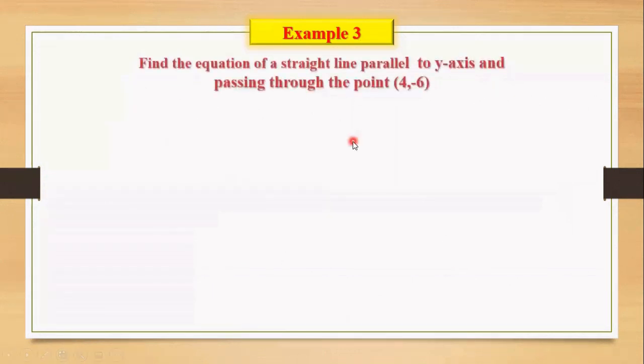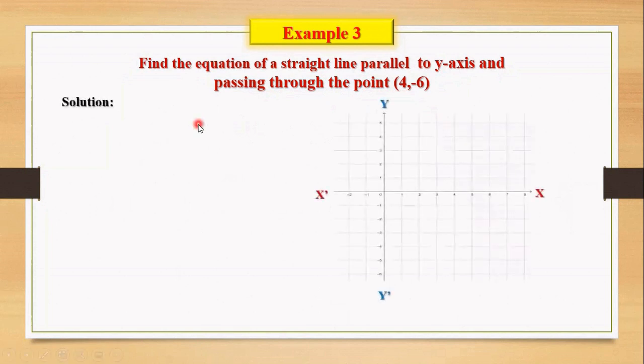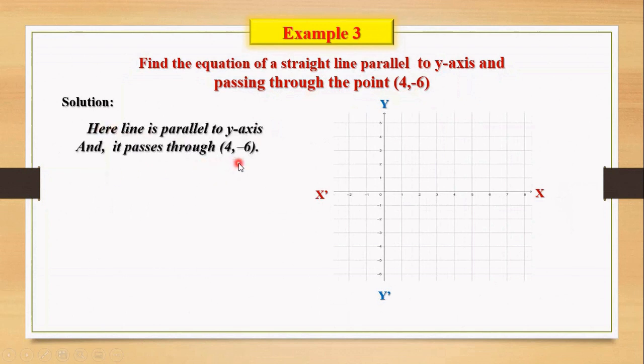One more example. Example 3. Find the equation of a straight line parallel to y-axis and passing through the point (4, -6). Again here, there are two conditions mentioned in the question. The first one is the line is parallel to the y-axis and the second is it passes through the point (4, -6). Let's plot the point (4, -6). It is here. The line will pass through it and it must be parallel to y-axis.